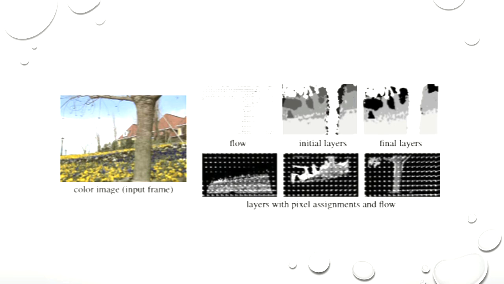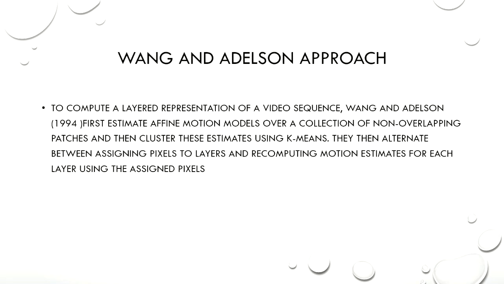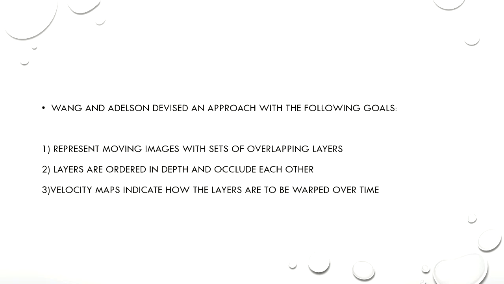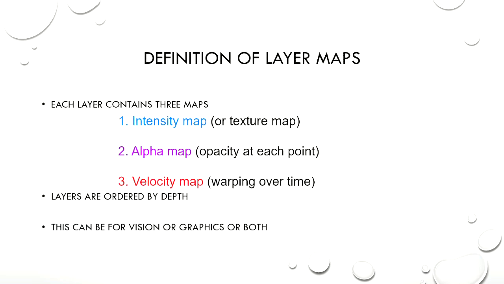If you can identify what is your object and what is your background, you can very well play with it, and you can insert an object or remove an object. That makes it easier. So this is the Wang and Adelson approach, and these are its goals: represent moving images with a set of overlapping layers that are ordered in depth and occlude each other, with velocity maps that we discussed earlier. So you have your intensity map, alpha map, and velocity map.